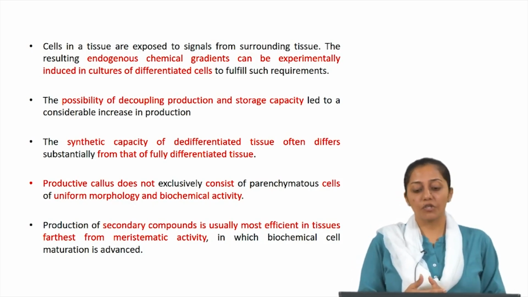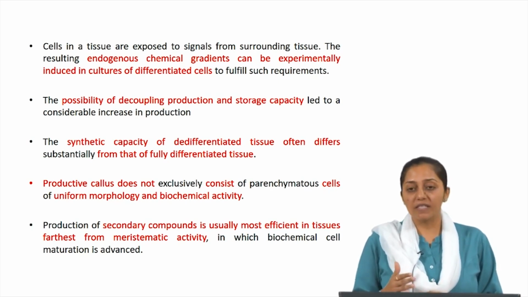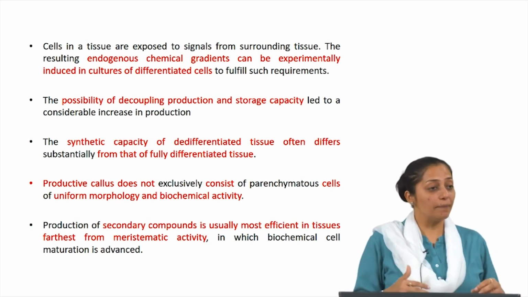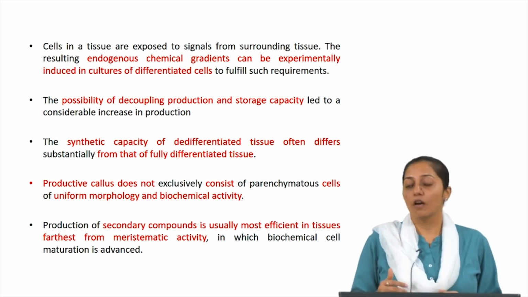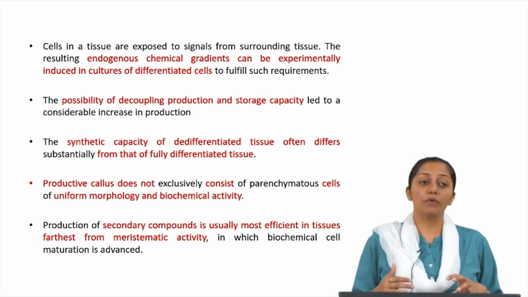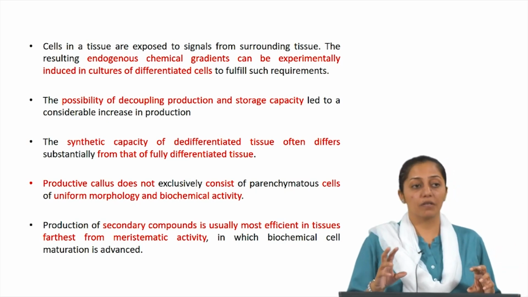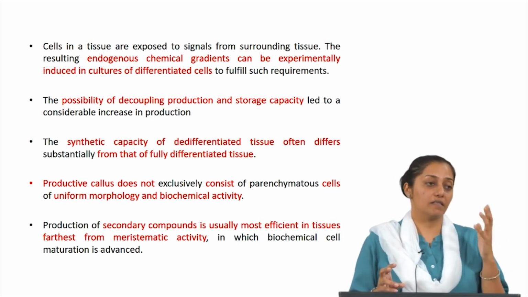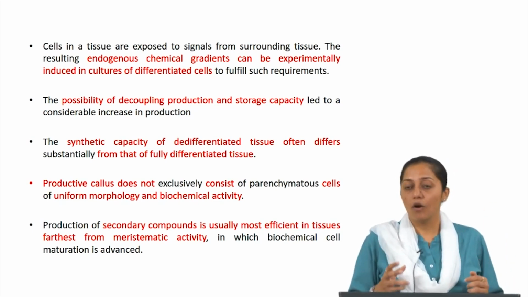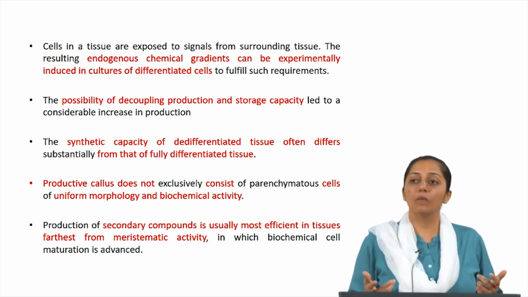Now cells in a tissue are exposed to signals from the surrounding tissue. So endogenous chemical gradients can be experimentally induced in cultures for differentiated cells. So generally under in vitro conditions, when we try to do optimizations for maximum production, for example, we add elicitors, which means stress, or we manipulate pH, temperature, RPM. So ultimately it is impacting what?